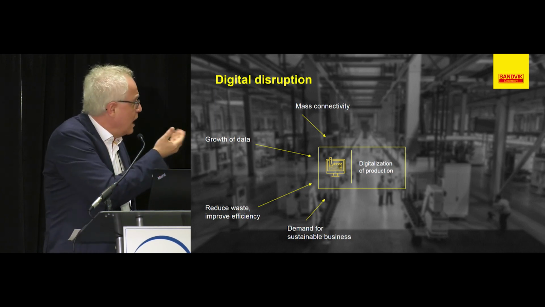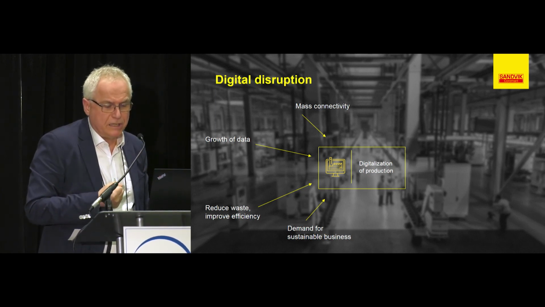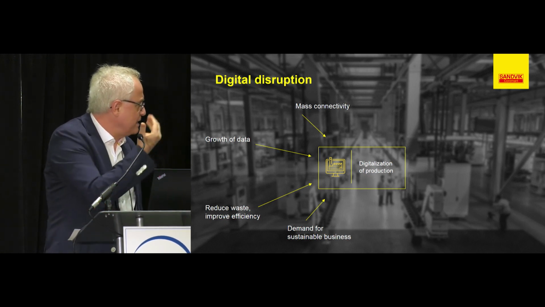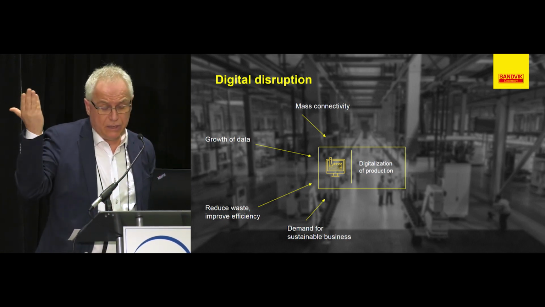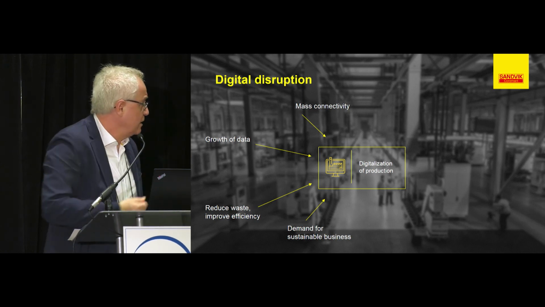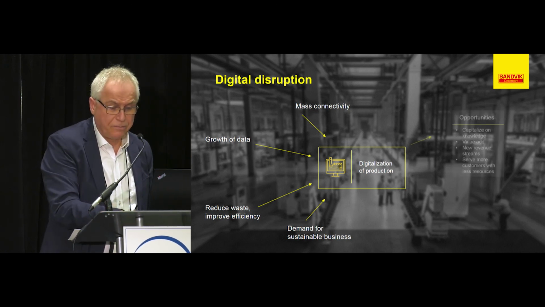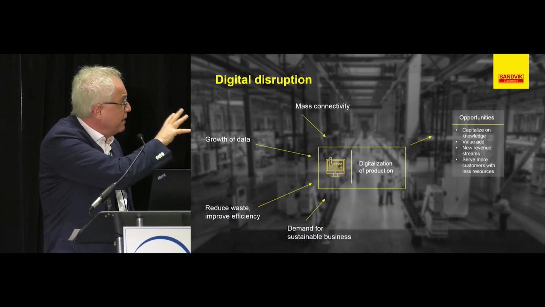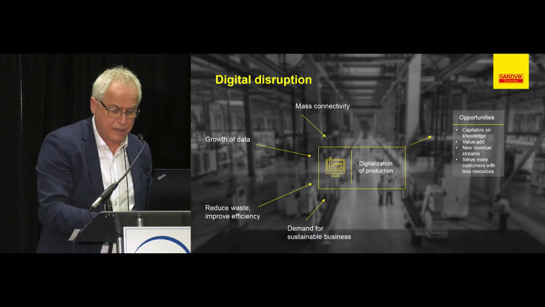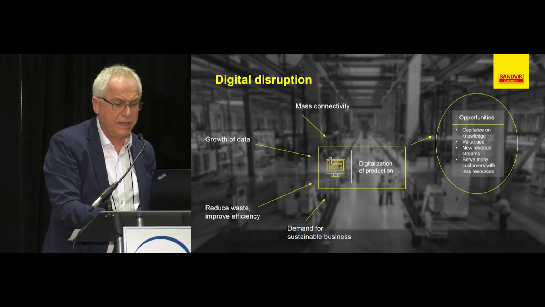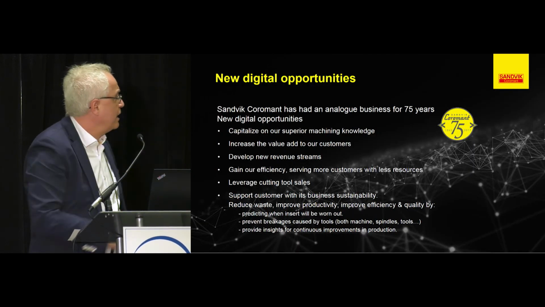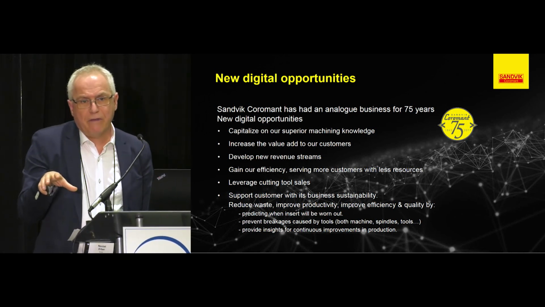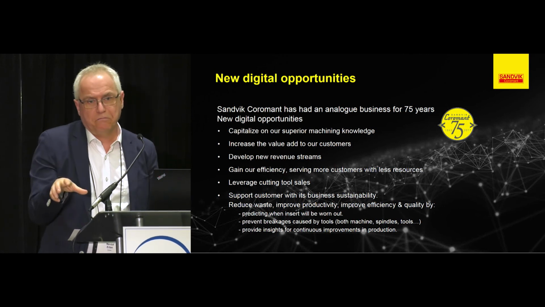And then, of course, how can we make a sustainable business? It becomes more and more clear. Multiple stakeholders, today and even yesterday, I heard talk about what the sustainable business is going to look like. Based on those findings about disruption, we find a couple of opportunities for us. One of the largest opportunities is to capitalize on our machining knowledge. Even though we are a tool company, we have cutting tool knowledge.